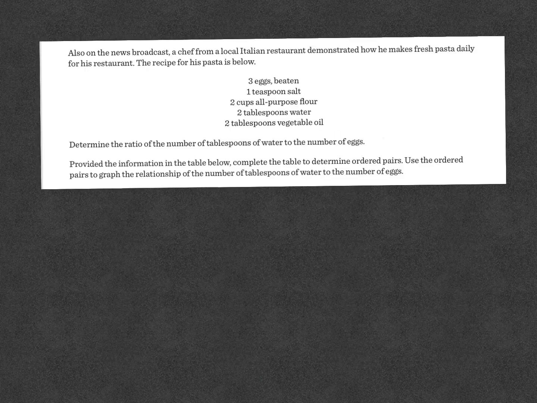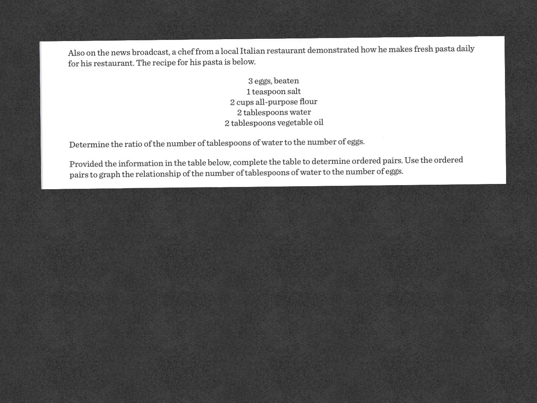Okay, friends, so here's our sample problem for topic B. It kind of includes a little bit of everything that we will see, except for the double number line graph. So this one says, on a news broadcast, a chef from a local Italian restaurant demonstrated how he makes fresh pasta daily for his restaurant. The recipe for his pasta is below. He needs 3 eggs beaten, 1 tablespoon salt, 2 cups all-purpose flour, 2 tablespoons water, 2 tablespoons of vegetable oil. Determine the ratio of the number of tablespoons of water to the number of eggs.